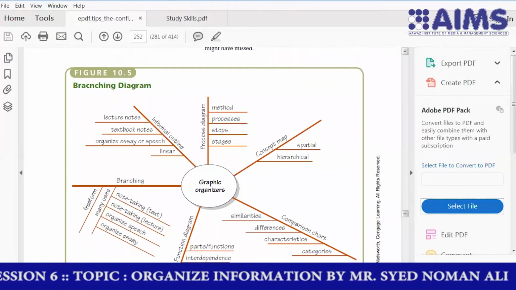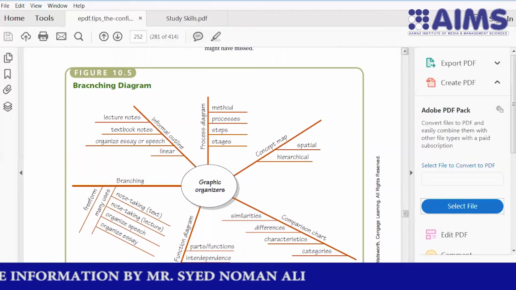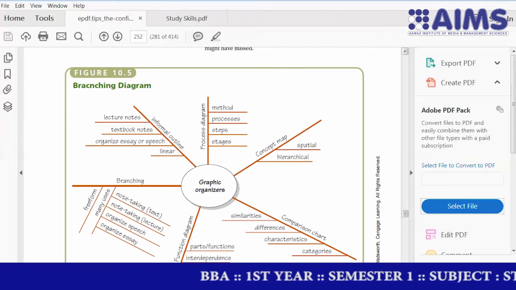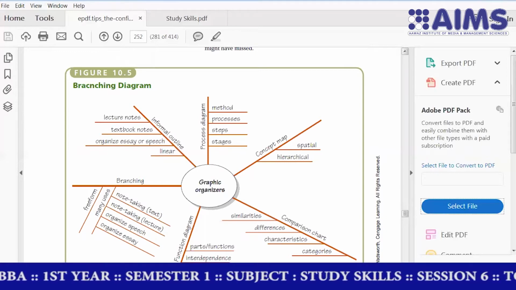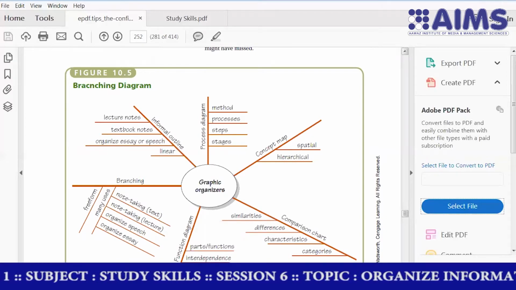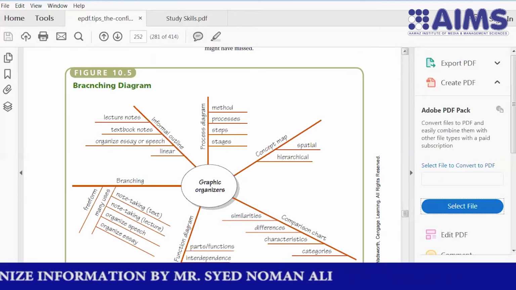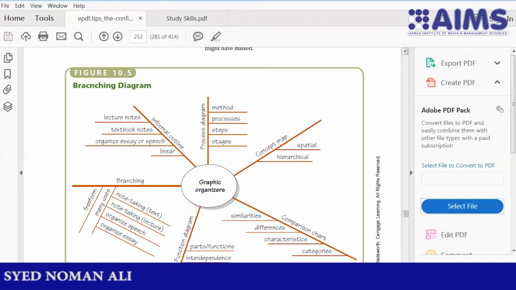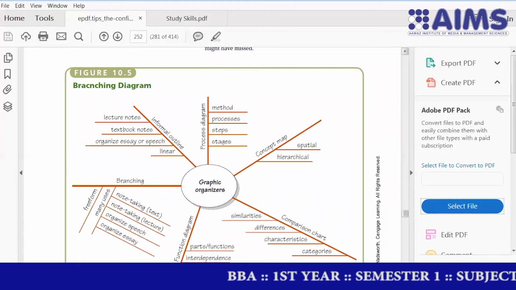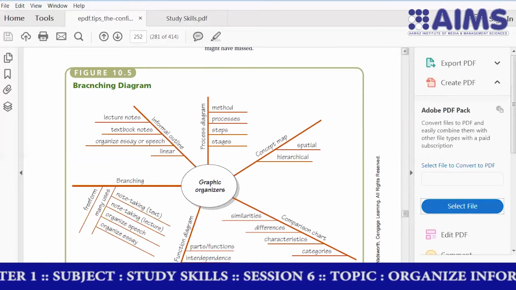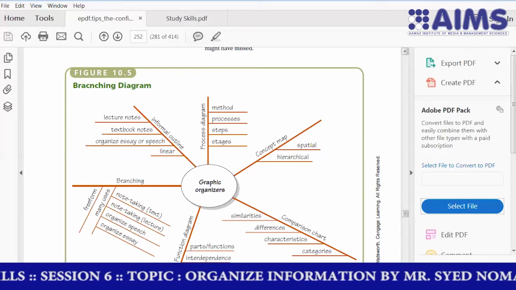That was an amazing example in front of you, like a graphic organizer in the form of a concept map. And a concept map is divided into two: the hierarchical and the spatial. Spatial means artistic, diagrammatic. Comparison charts are there where we find similarities, differences, characteristics, categories. In a function diagram, different parts, different functions, different interdependence are there.